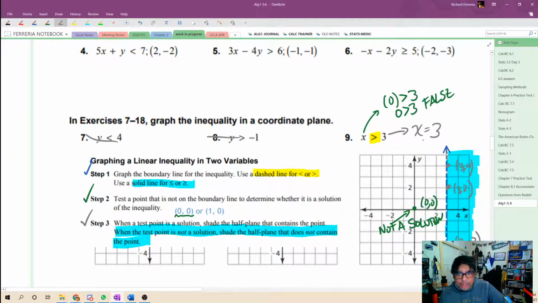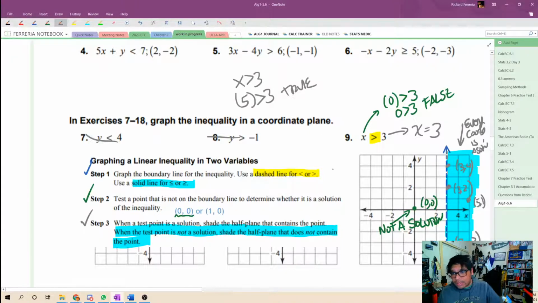Now the thing about this shaded region is everything here is a solution. So every coordinate is a solution. You can just try one. I don't know, let's pick this one over here. This is 5, 1. If I substitute 5, 1 into x is greater than or equal to 3, then I get 5 is greater than or equal to 3, which is true. So it is a solution. The shaded region is the region where all the points are solutions to the linear inequality.